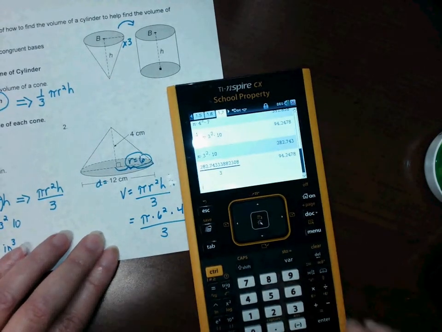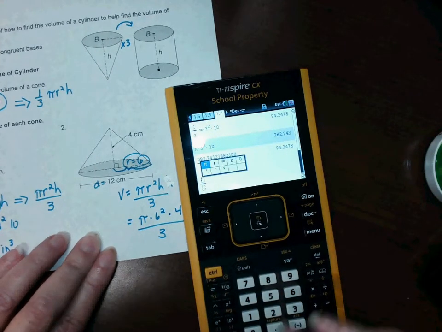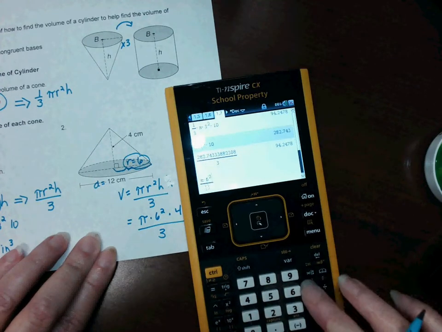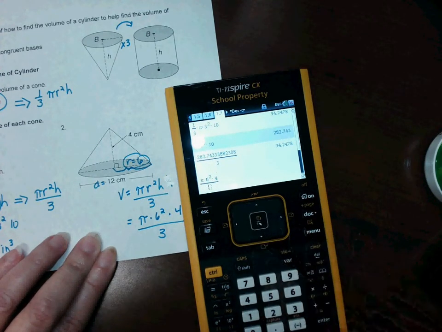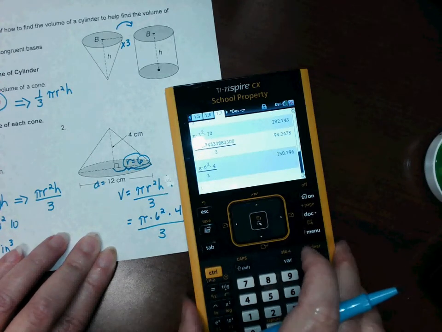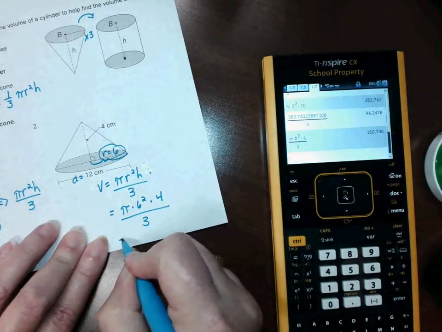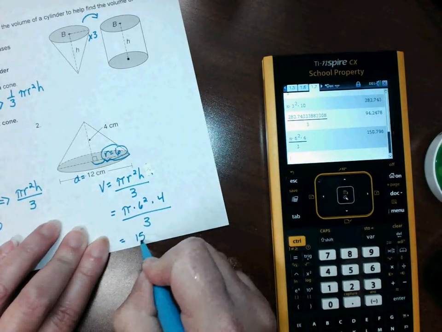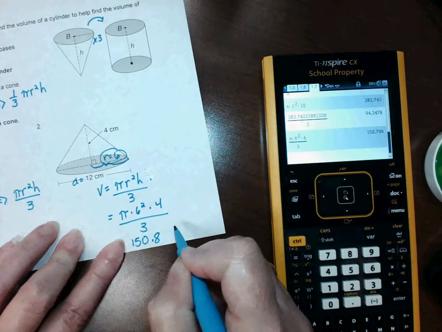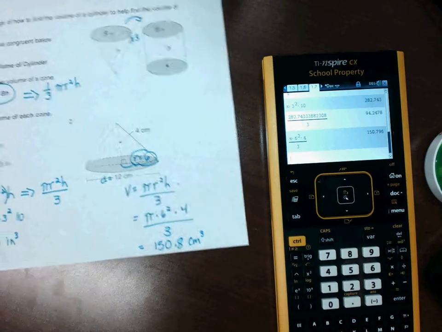So if I put this into my calculator, I can do control divide and put all of that on top. Pi times 6 squared times 4. Put the 3 on bottom. Hit enter. 150.8. And this is centimeters cubed. And that is it.